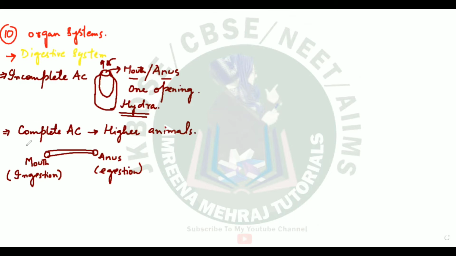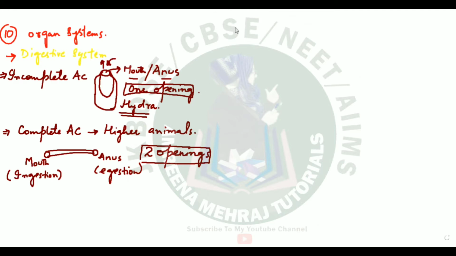Okay, so complete in which aspect? What do we say complete? Because here we saw how many openings? Two openings. Here there are two openings, and in this case there was just one opening. Okay, this is the one way animals can differ.